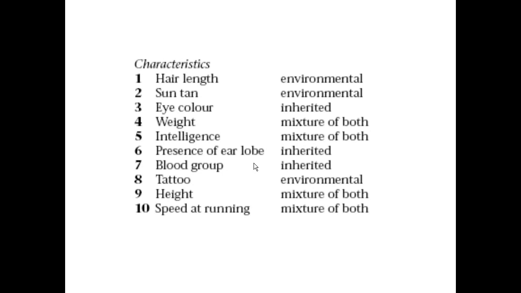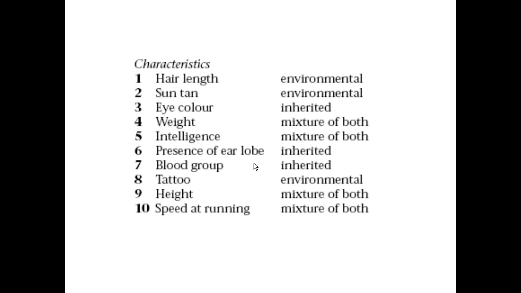Intelligence is a mixture of both. Presence of earlobe is inherited. Blood group is inherited. Tattoo, of course, is environmental because you will decide to have it or not. Age is a mixture of both, and speed at running is a mixture of both.